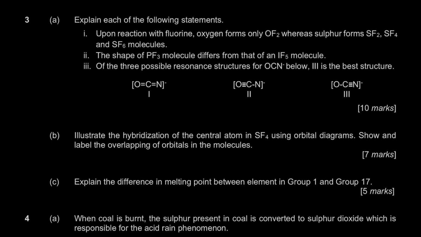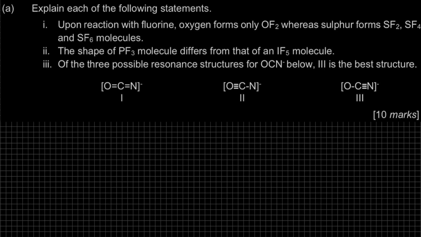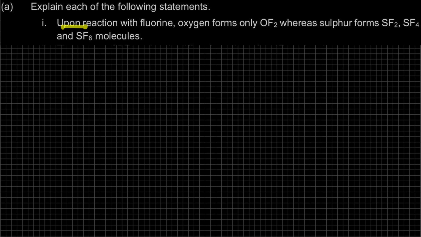In this video, we will discuss past year question for the year 2019-2020. We will discuss question 3 involving chapter 4, chemical bonding. Question A, explain each of the following statement. This question gives us 3 different statements, and these 3 questions will get you 10 marks. First, let's look at question number 1. Question 1 Roman: upon reaction with fluorine, oxygen forms only OF2, whereas sulfur forms SF2, SF4 and SF6 molecules.